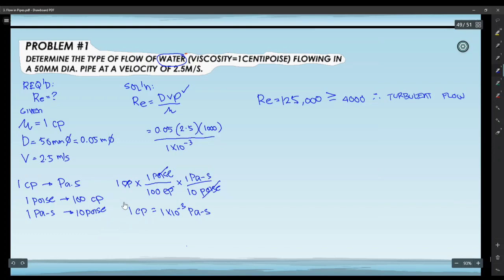Okay, so i-search yung mga different conversion para at least kapag bigyan kayo ng kakaibang unit, alam nyo kung paano siya i-convert to Pascal seconds. Okay, so let's proceed with the next problem.